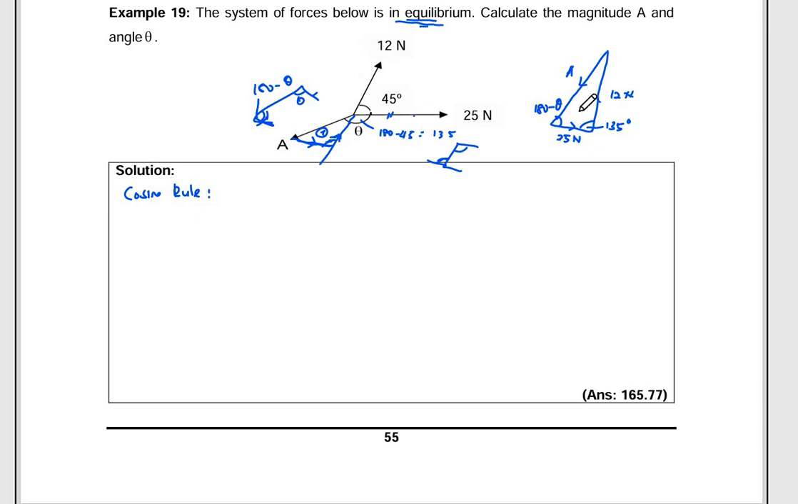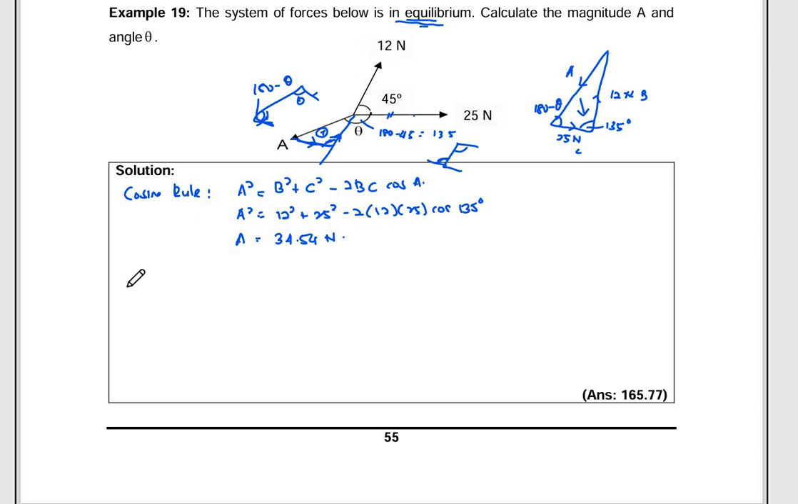Okay, so A dia punya angle adalah 135. A squared is equivalent to B squared plus C squared minus 2BC cos A. Okay, A tadi, A squared, katalah ini B, katalah ini C. B squared is 12 squared plus 25 squared minus 2 times 12 times 25. Cos yang setentang dengan A 135 degree. So, you akan dapat A 34.54 Newton. Okay, next. Sine rule untuk kira theta.